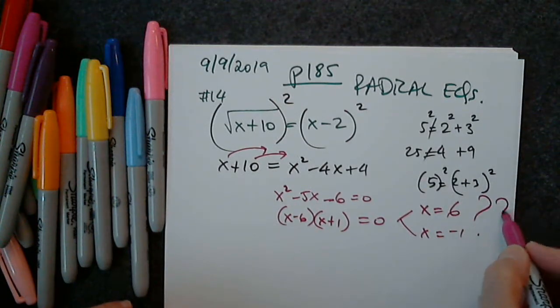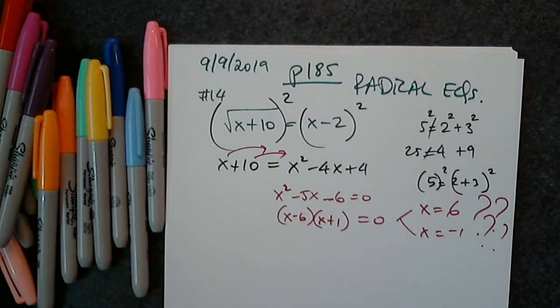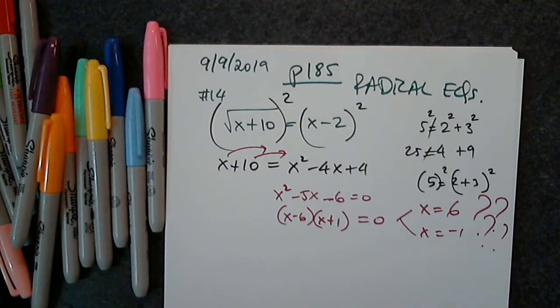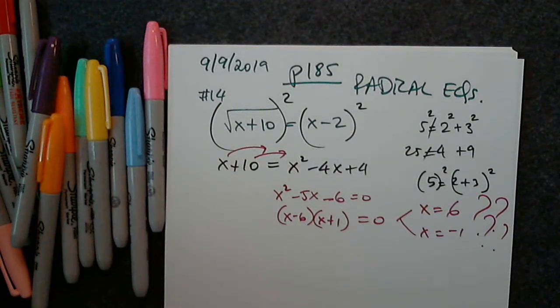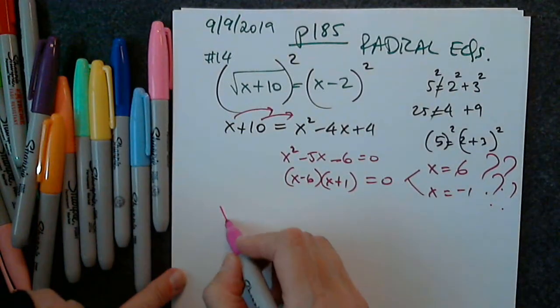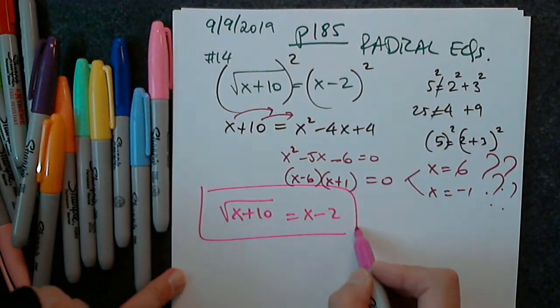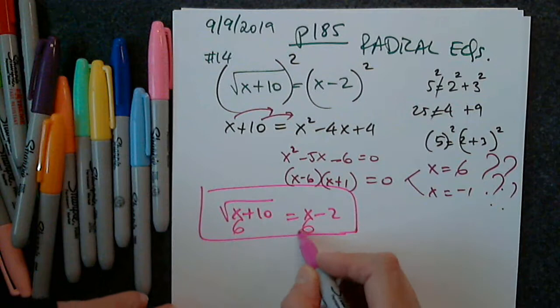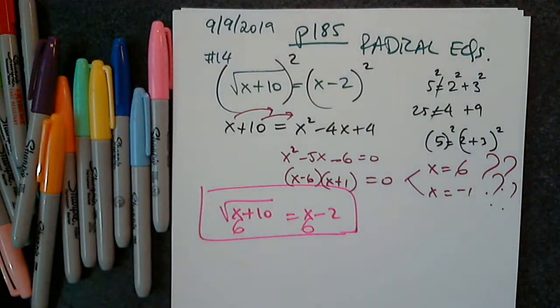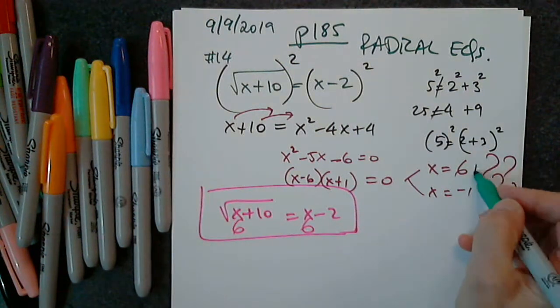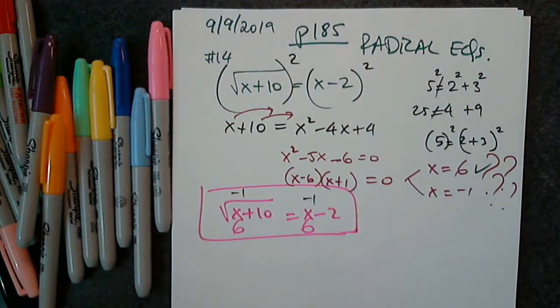Very good. But remember, I cannot put enough question marks and big enough. What does that mean? We must go back to the original problem and check. Perfect. So the square root of x plus 10 equals x minus 2. This is the original problem. That's where I go and check 6. So when you check 6, does it work? Yeah. Excellent. Good. Now I want to check negative 1.